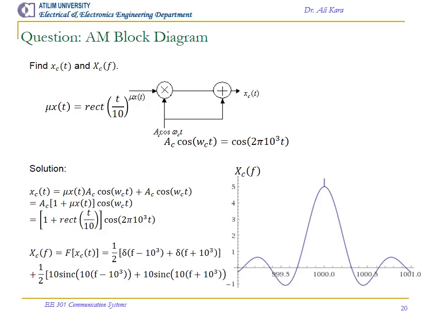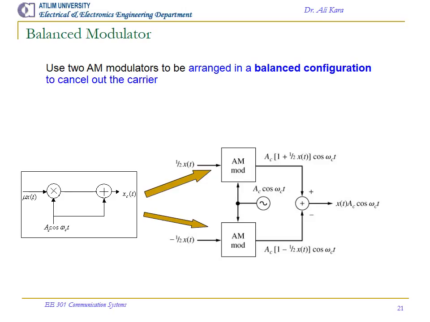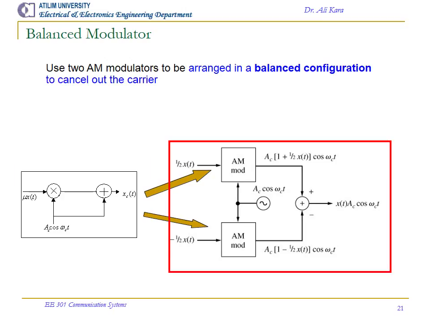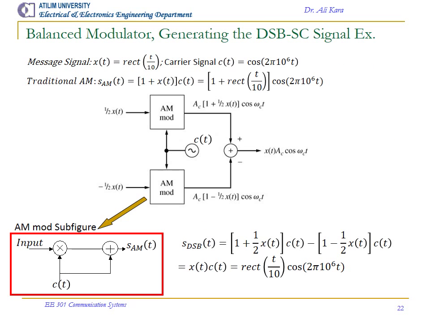After writing down the expression of the block, you will see that it is the typical expression for an amplitude modulator. Balanced modulator: two AM modulators are arranged in a balanced configuration to cancel out the carrier. Take the AM modulator, use it in this configuration to cancel out the carrier. Balanced modulator, generating the DSB-SC signal example.